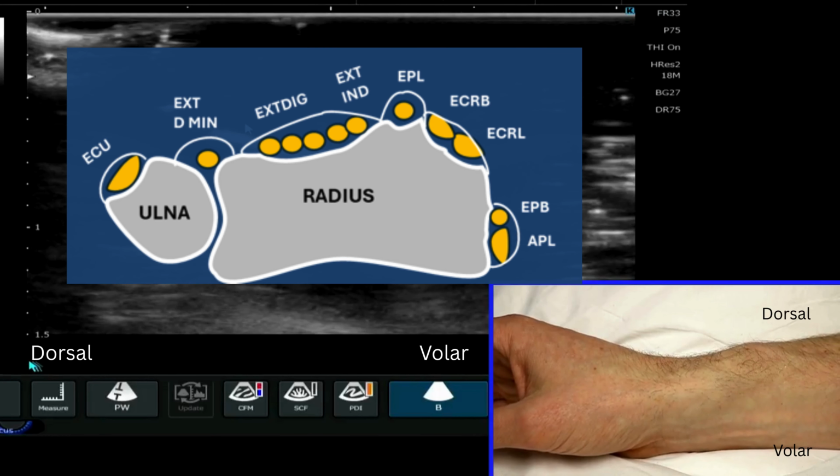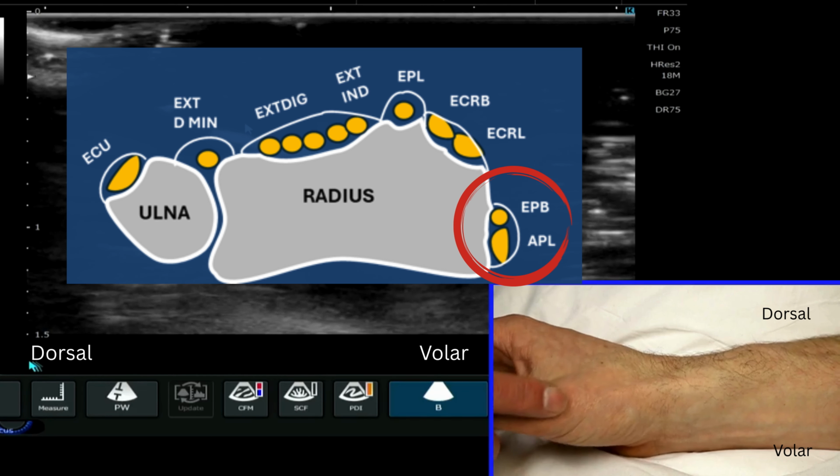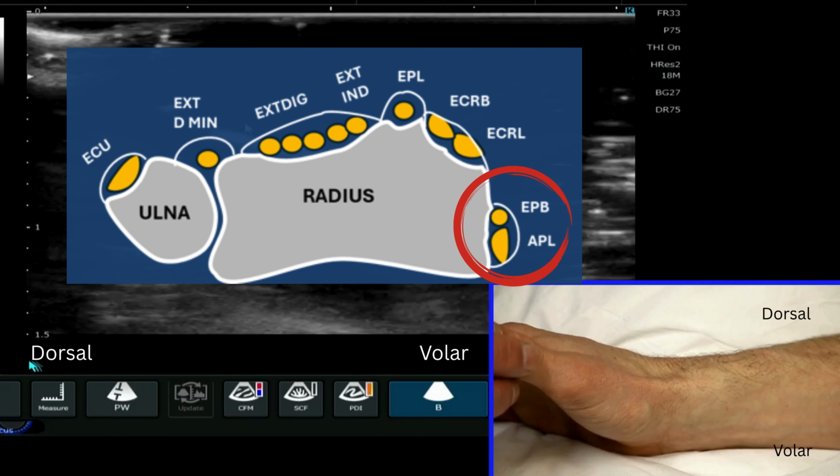Okay, we're going to look now at the first extensor compartment of the wrist. It's at the radial aspect of the wrist, and just in terms of anatomy, we'll try to explain that a bit further. I'm asking my patient to extend the thumb.